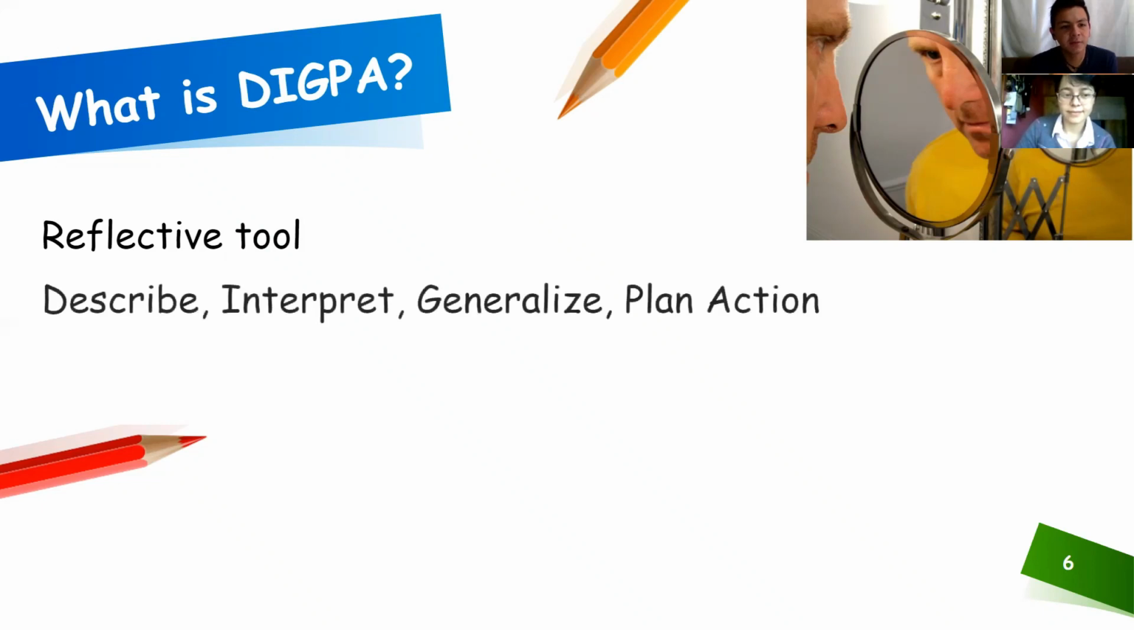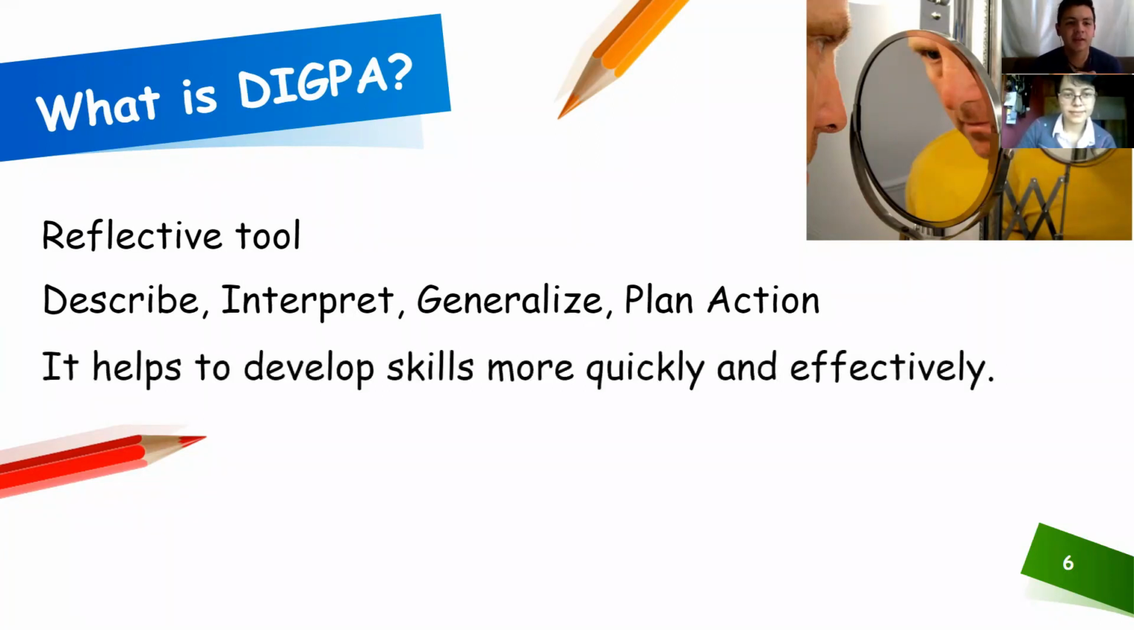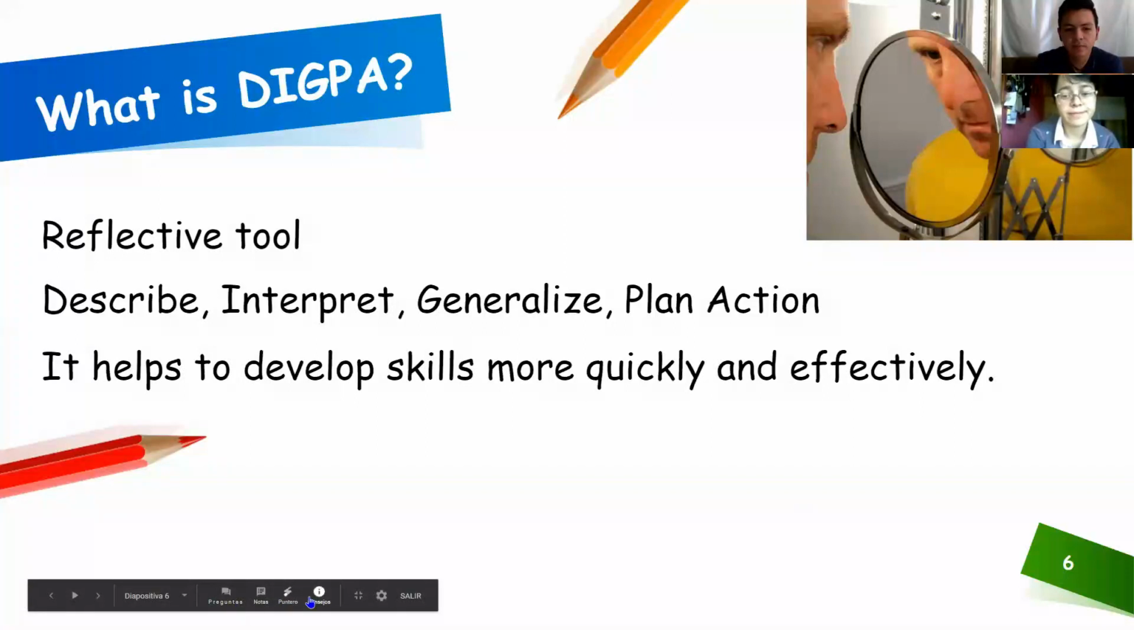So it says it's a reflective tool. It stands for describe, interpret, generalize, and plan action. And it helps to develop skills more quickly and effectively. Okay. How can DIGPA help us develop skills more quickly and effectively? It's been proved that when you reflect on your actions and you go back and analyze what you did in order to improve, you tend to develop skills more quickly and effectively. You are constantly improving yourself and improving your skills, so you're learning more skills to be better and improve whatever you're doing. Yeah, that's right.